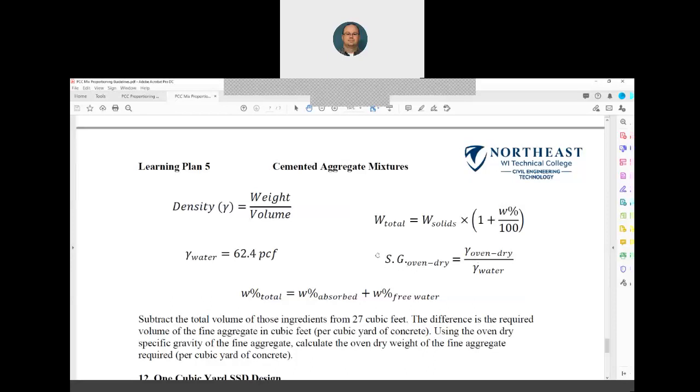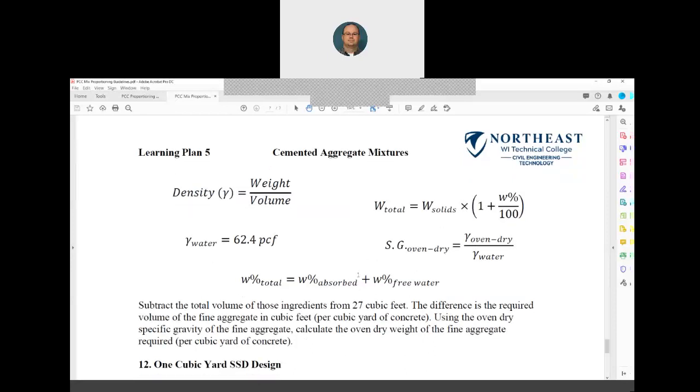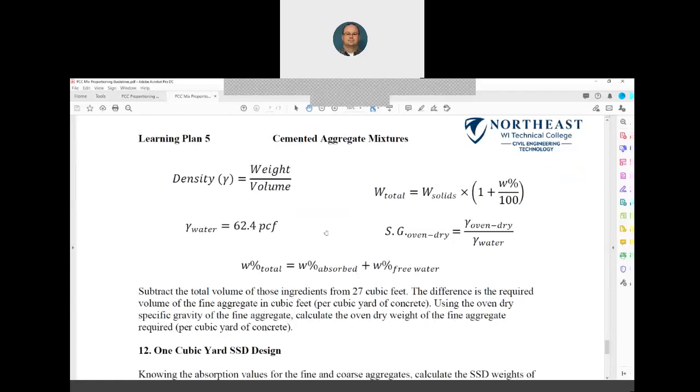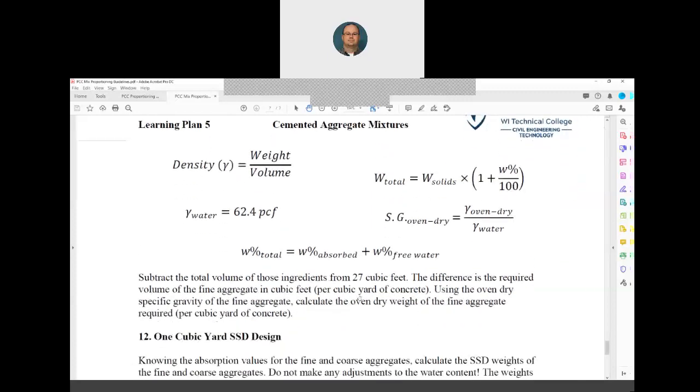All right, so figuring out my weights and subtracting the total volume from 27 cubic feet, I know how many cubic feet of fine aggregate I need, and then I can back calculate a weight. And the example will make sense.